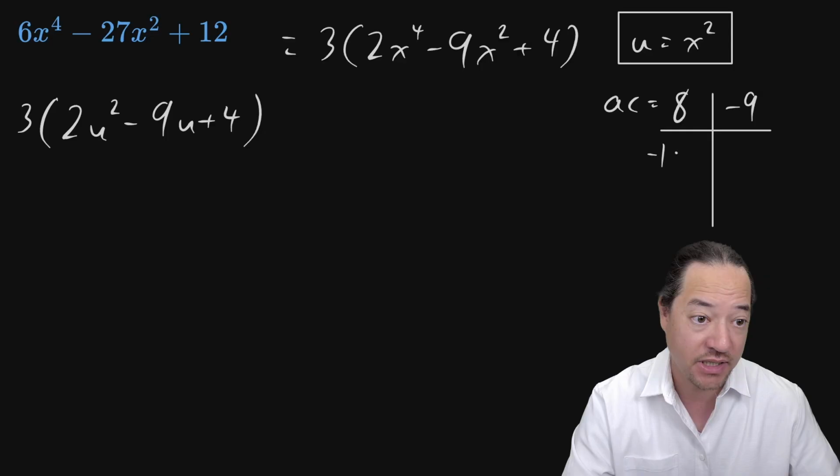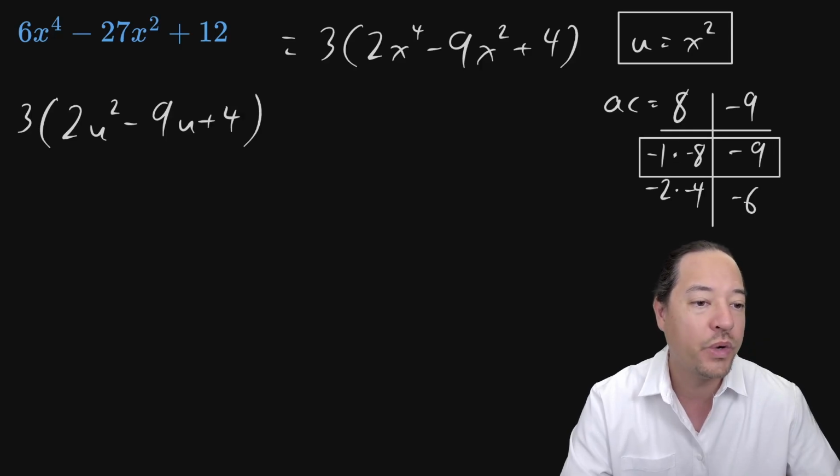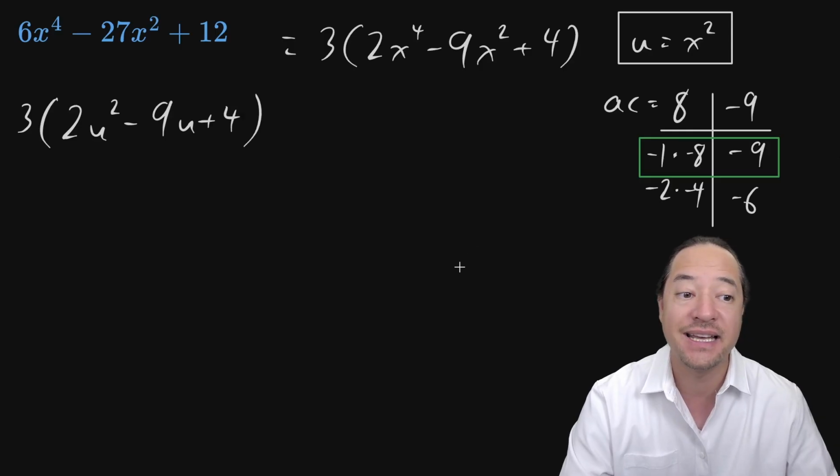And so we must use negative numbers here for the factors. We'll have negative 1 times negative 8 and negative 2 times negative 4. These are our options for the factors of 8, and clearly when you add negative 1 and negative 8, we'll get negative 9. This one will give us negative 6. That's not what we want. We want this one, and so the numbers we want here are going to be negative 1 and negative 8.